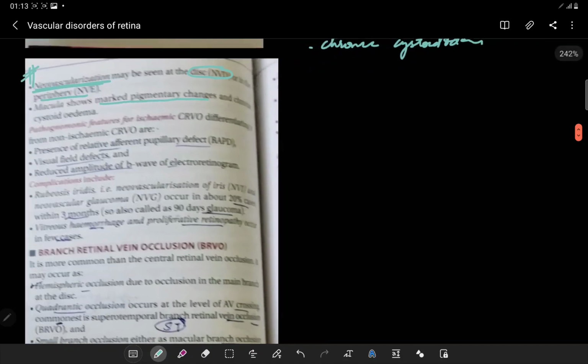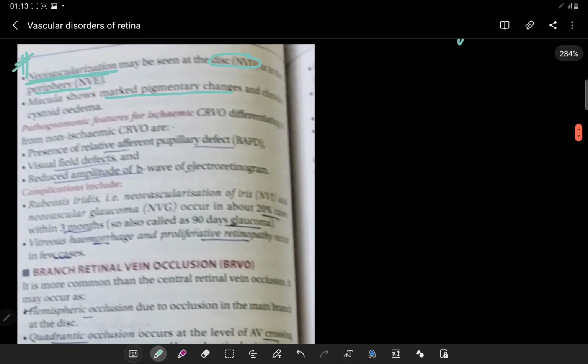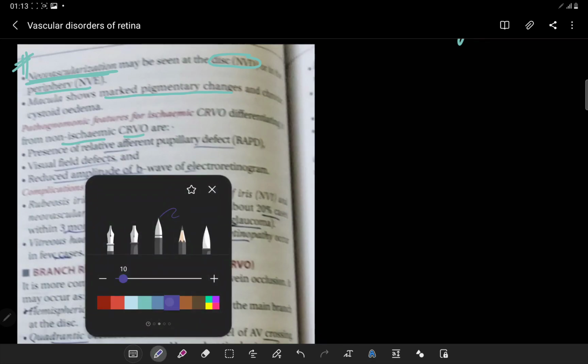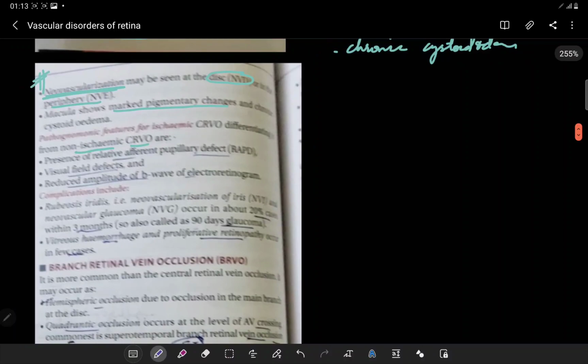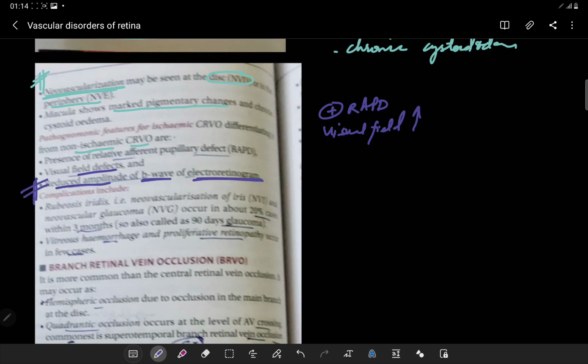Now the pathognomonic features for ischemic CRVO that differentiate it from non-ischemic CRVO are very important. They say that there is presence of RAPD. In the ischemic type, visual field defects are more prominent. And the next important difference is that there is reduced amplitude of the B wave of the electroretinogram.